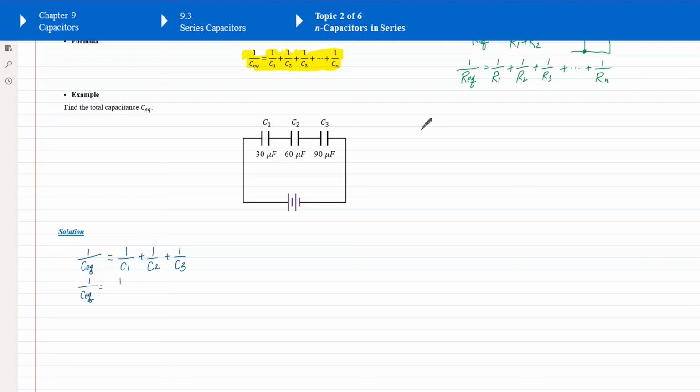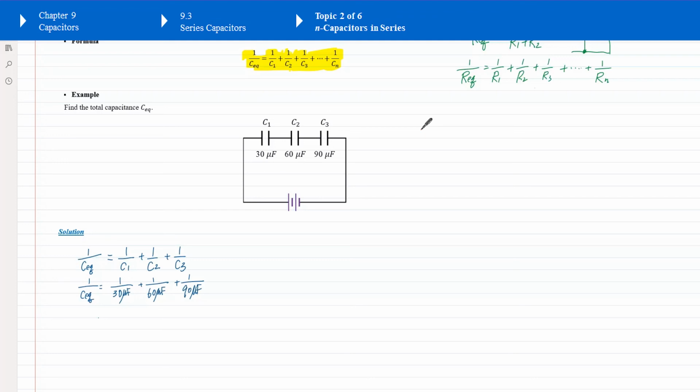And then that equals 1 over 30 microfarad plus 1 over 60 microfarad and plus 1 over 90 microfarad. Since they are all microfarad, in the calculation I just omit the unit for now.